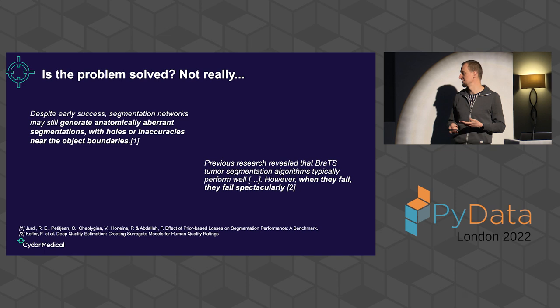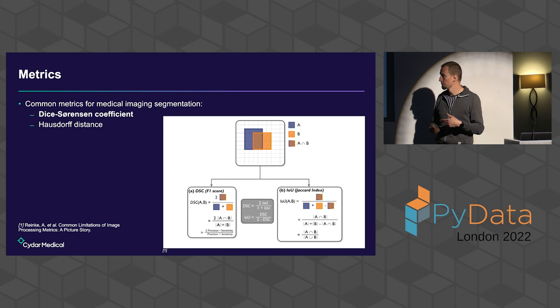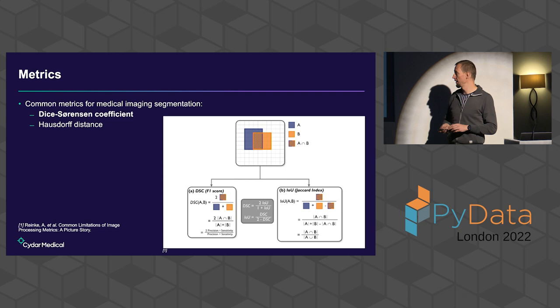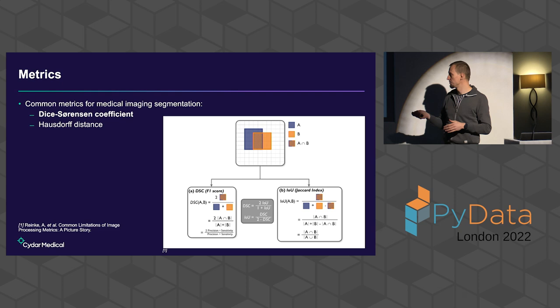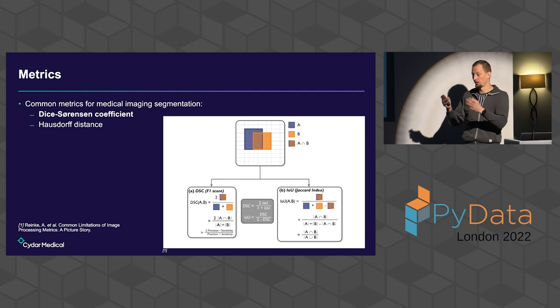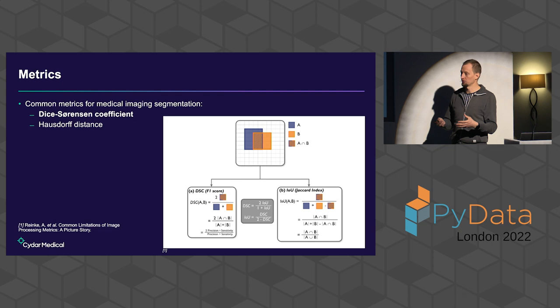To understand that, we need to revisit the metrics. The two main metrics that are used to measure segmentation quality are the Dice-Sørensen coefficient and the Hausdorff distance. We'll focus more on the first one today. It's an overlap metric, presented visually here. It's twice the size of the overlap divided by the sum of both of the set sizes. And it goes from 0 to 1. 0 means no overlap, 1 means perfect overlap.